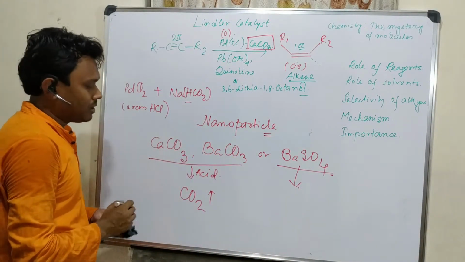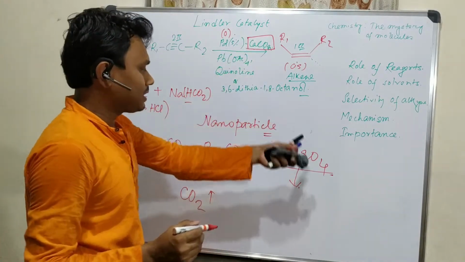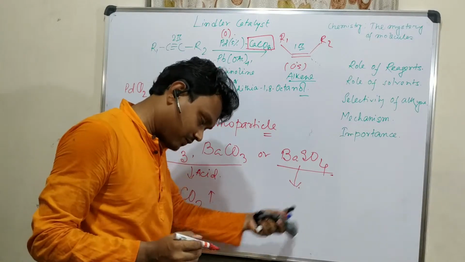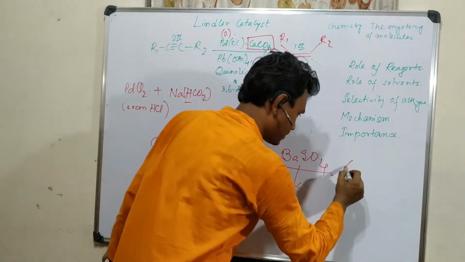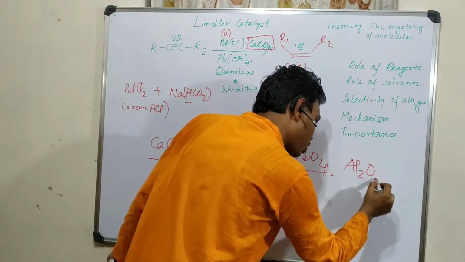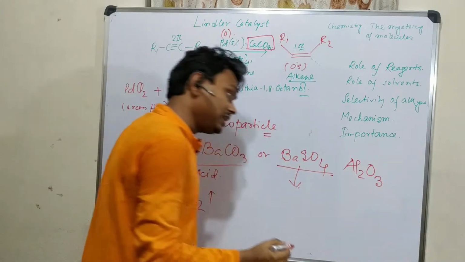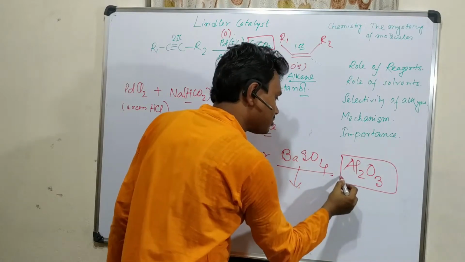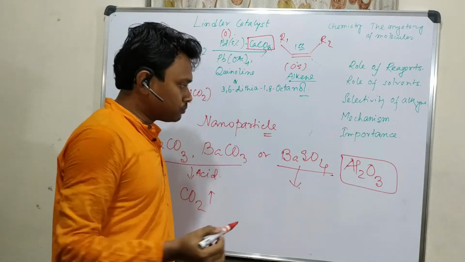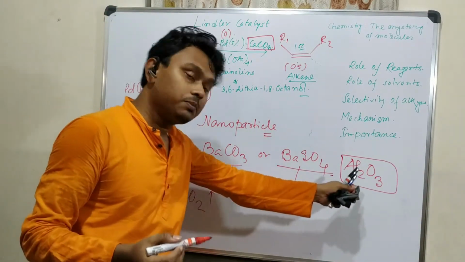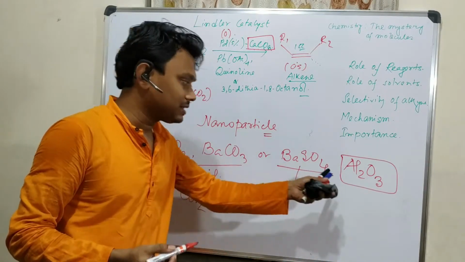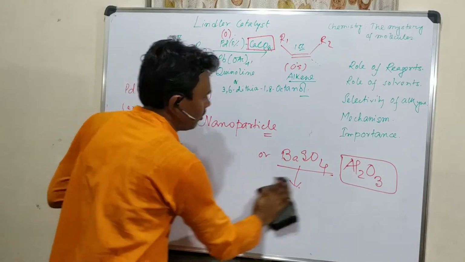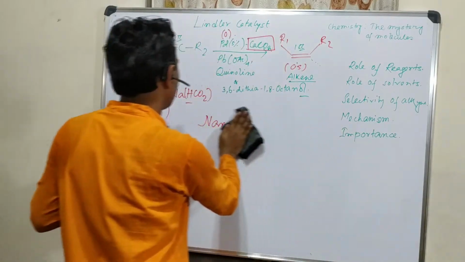Another question: is it possible to use anything other than the traditionally used calcium carbonate or barium sulfate? Yes, possible. Alumina can do the job, and probably even better compared to this. But generally this information is not mentioned in commonly used books. So I suggest you keep it in mind if in your exam hall this is given, so don't be confused that this question is wrong. Okay, so this is the role of the catalyst bed.